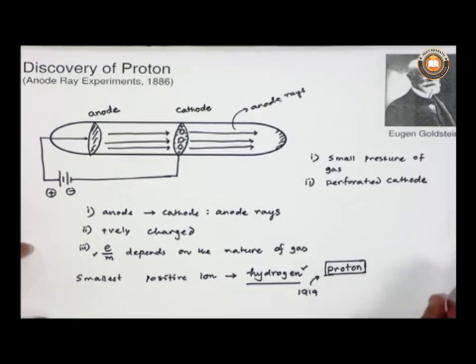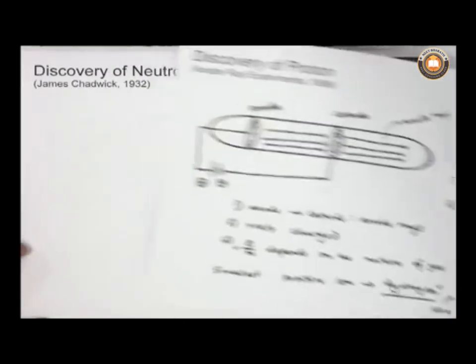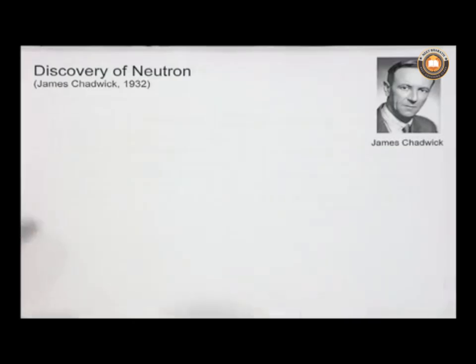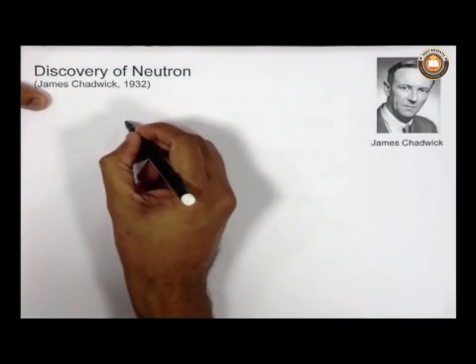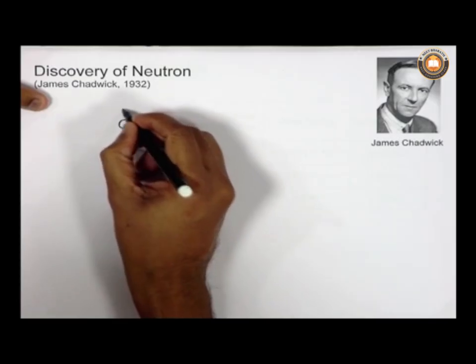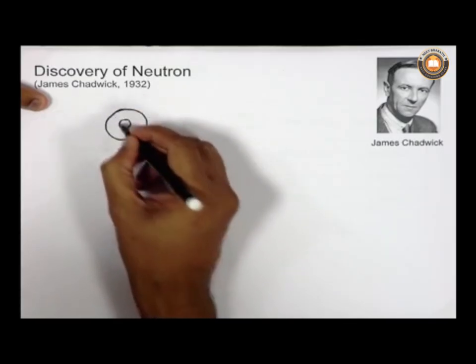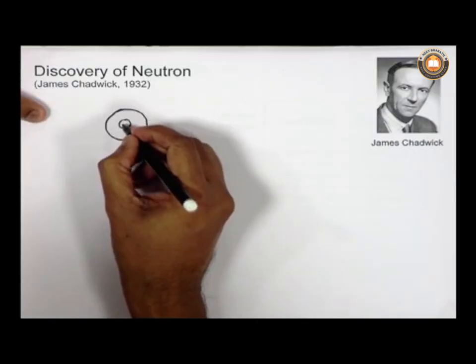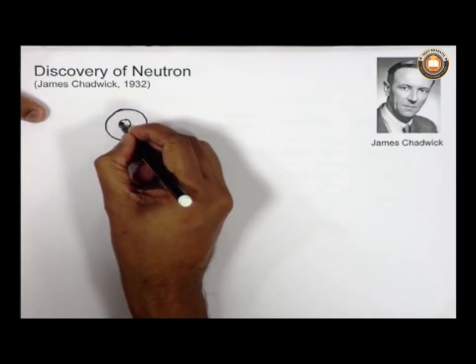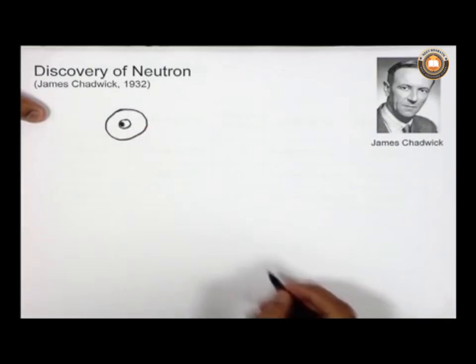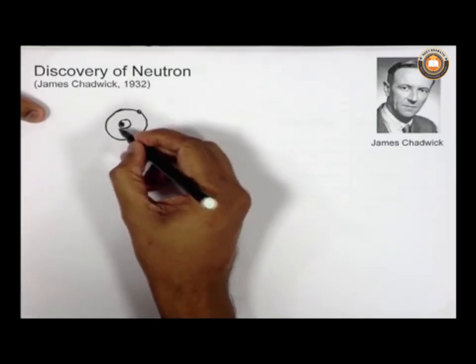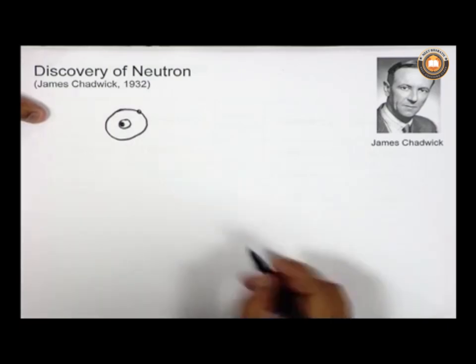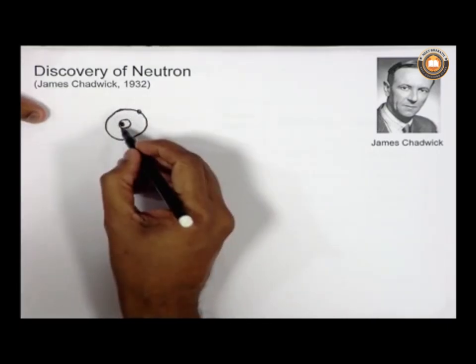But then there was another problem that we will discuss now. For example, when it was observed that hydrogen atom, let us consider hydrogen atom. According to Rutherford's model, we can draw that the nucleus contains one proton, and of course, there is an electron. The electron is massless compared to the proton. So, the mass of this atom is primarily coming because of the presence of one proton.